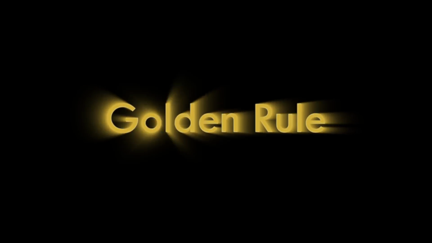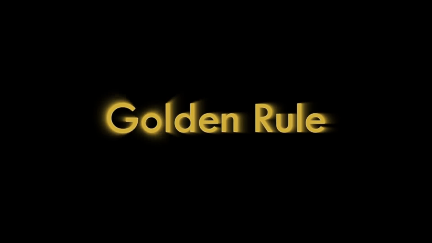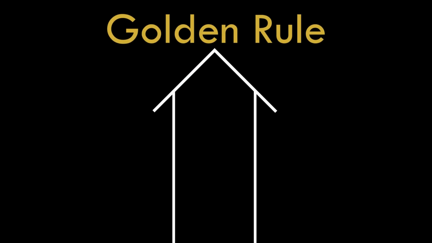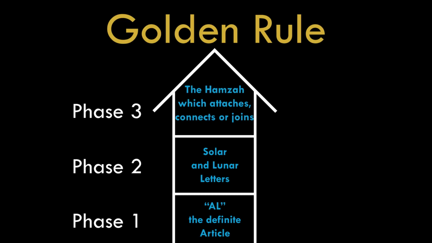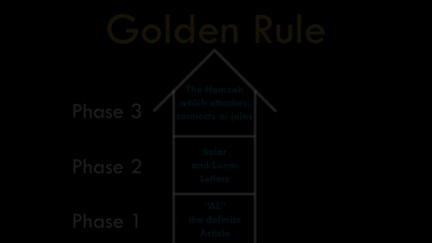In today's lesson, I'm going to introduce a golden rule that everyone should know before advancing in learning Arabic and reading Quran. And to get to this golden rule, we have to go through 3 phases. 1. Al, the definite article, alif lam at-ta'rif. 2. Solar and lunar letters, al-huruf al-shamsiyyah wal-qamariyah. 3. And finally the hamza, which attaches, connects, or joins, hamzatul wasl. Let's start. على بركة الله تعالى.